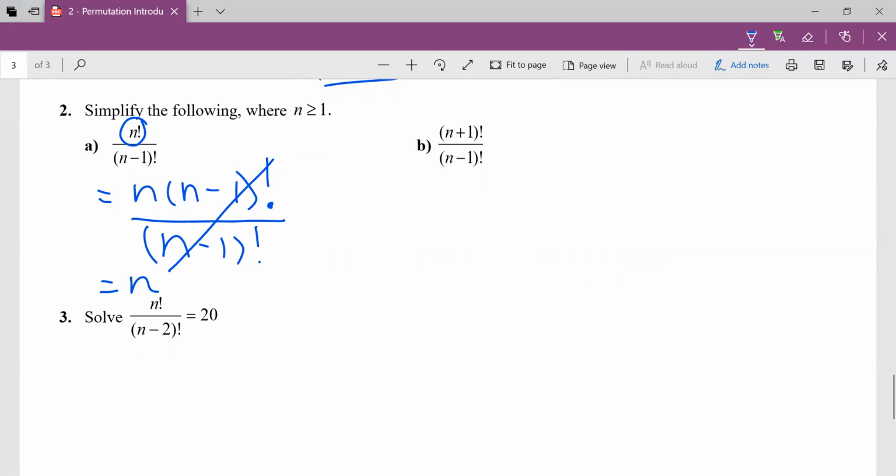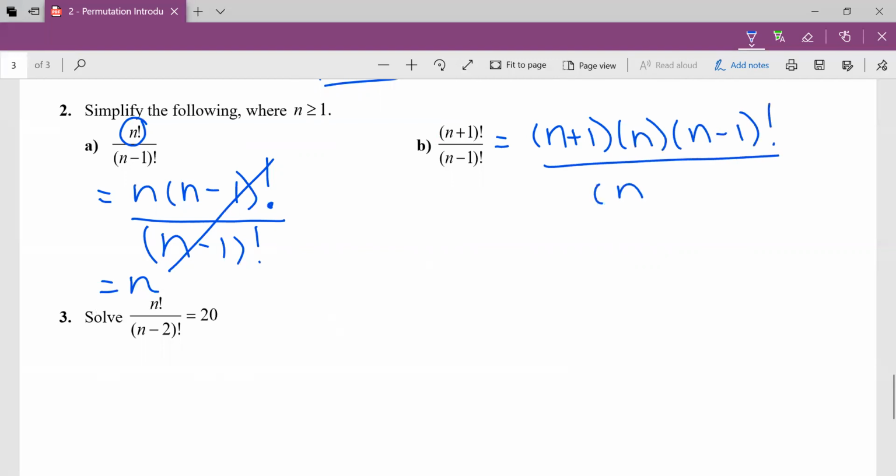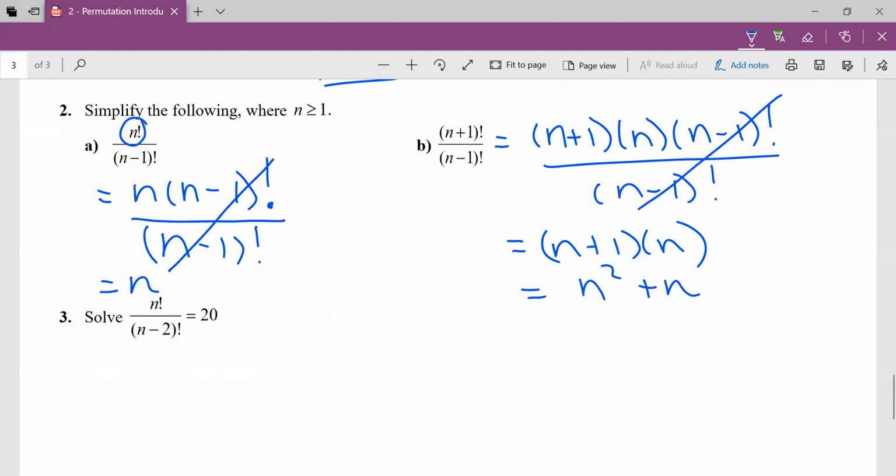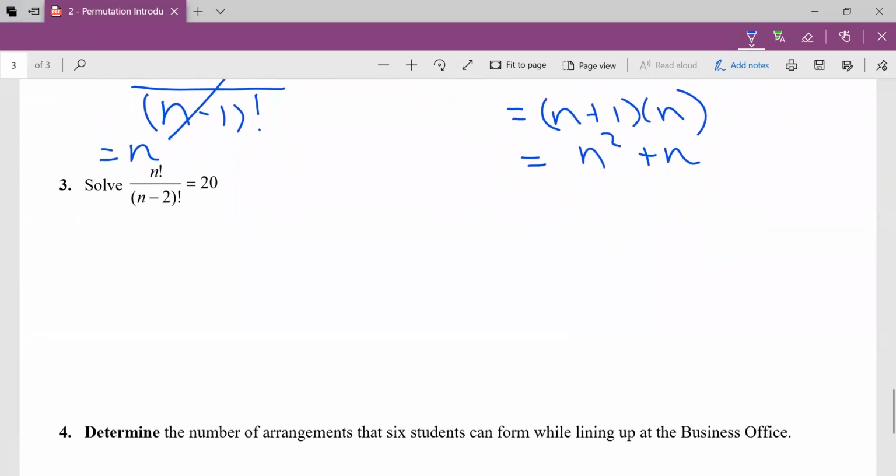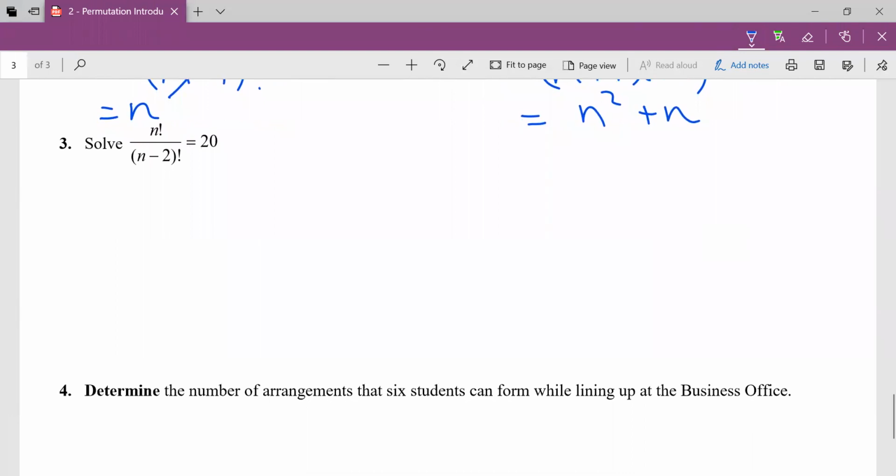Okay, let's try B. So the top, the numerator, is larger, so I'm going to count down by 1. N plus 1, n, n minus 1. And I stop right there because that's what I see in my denominator. Those divide out. I'm left with n plus 1 multiplied by n. And if you felt the need to, you could distribute that. Okay. Now, there is a reason why we're doing these questions, which will be clear in the video after this one, but not today. So today you're just practicing this skill.